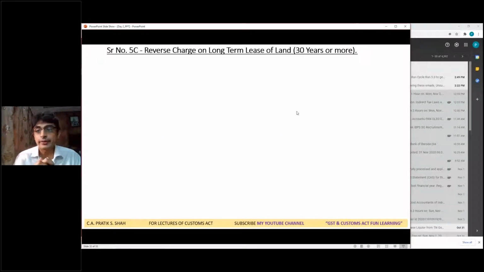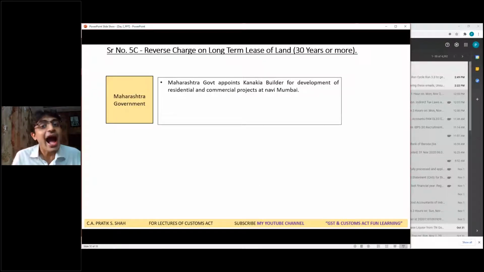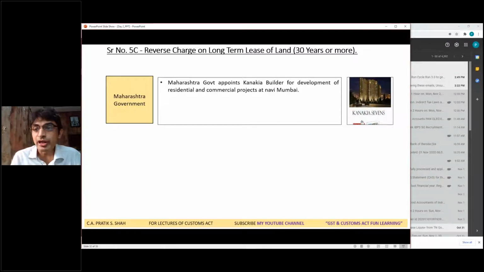Now comes a new point which came from October 2019: reverse charge on the long-term lease of land. See this. Suppose I'm the Maharashtra government. What is written in long-term lease? 30 years or more. Suppose I'm the Maharashtra government, and I appoint Kanakya builder for the development of a residential project as well as a commercial project at Navi Mumbai.